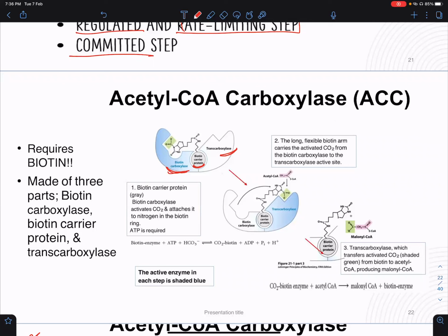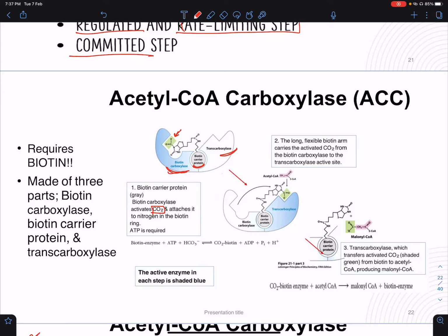Now, the biotin carrier protein, from its name, it's just a protein that's carrying the biotin. So this structure right here is the biotin. The gray part is the protein that's carrying the biotin. Okay, so first of all, you have the biotin carboxylase. From the name carboxylase, it's gonna carboxylate something. So all it does is adds a carbon dioxide to the biotin arm, which is this green one right here. By adding the carbon dioxide to the biotin, it's activating it.